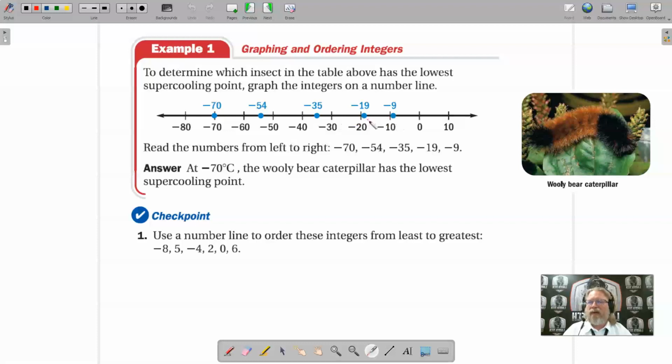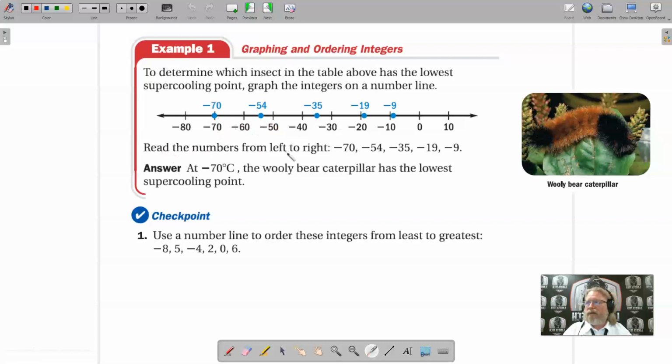We'll talk about absolute value and opposites in a little while, so I don't want to talk about that too much. Just if we graph these out, -9, as you go from the right going left, comes right before -10, -19 right before -20, -35 would be right in between -30 and -40, -54 would be just a little bit before the midpoint of -50 and -60, and then of course -70 would be right on -70.